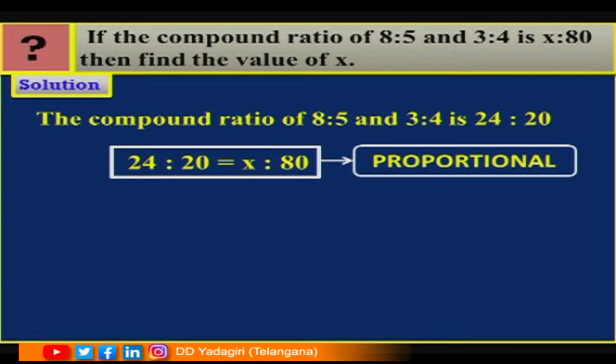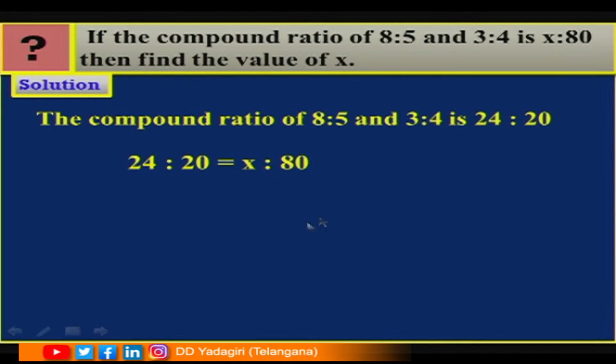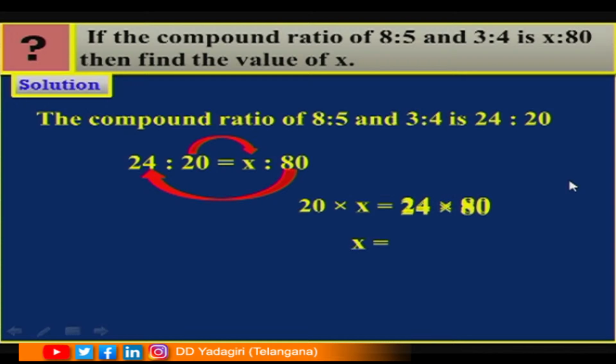So, these two are equal, means they are in proportion. Now, since they are in proportion, we can say that the product of means is equal to the product of extremes. So, here what are means and extremes? Yes, here 24 and 80 are extremes and 20 and x are means. So, their products must be equal. Let us do this. So, 20 into x and 24 into 80 must be same. Therefore, x value is 24 into 80 divided by 20.